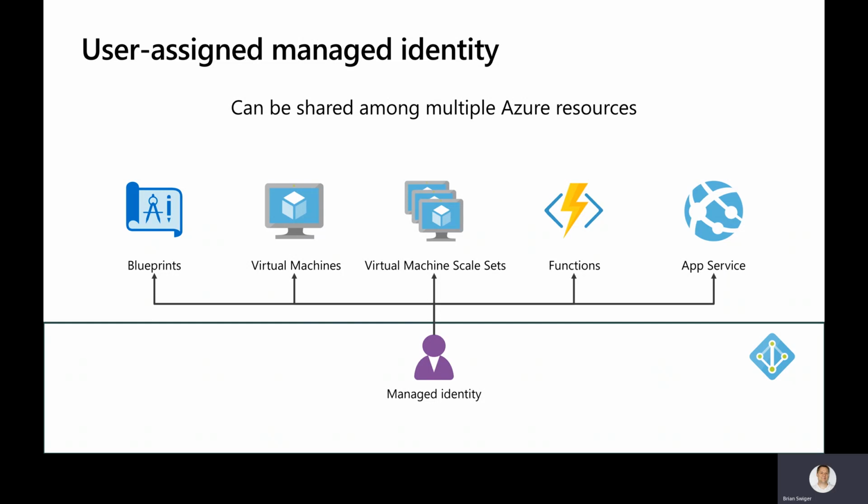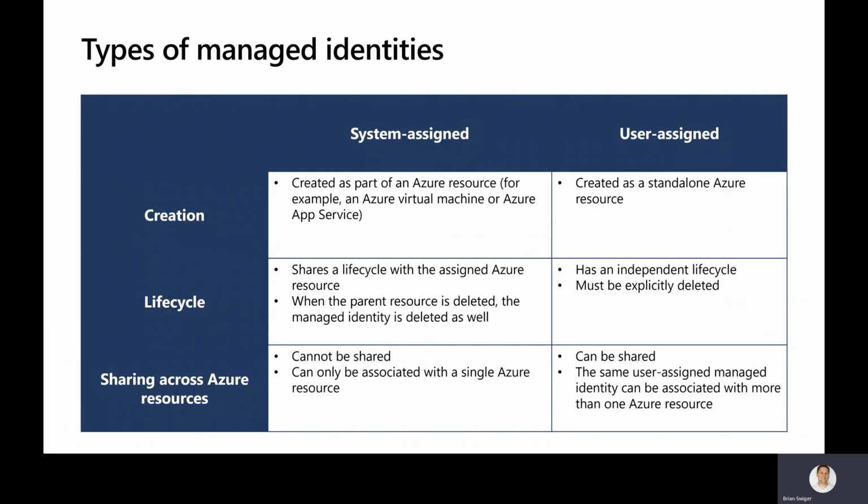A user assigned managed identity can be shared amongst multiple Azure resources, but it does not die with that particular resource if you were to delete that resource. So it's a standalone resource effectively for accessing multiple resources. So here again, here are our types of managed identities. The system assigned versus user assigned. Their creation, the lifecycle, and sharing across various Azure resources. You really need to understand the differences here, especially as you look to implement managed identities as a developer.